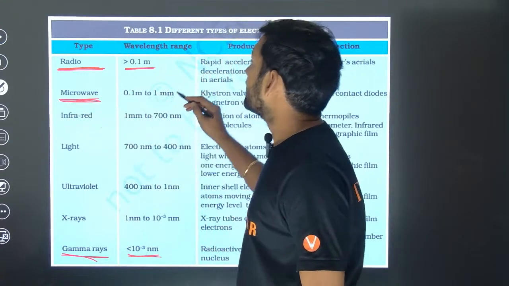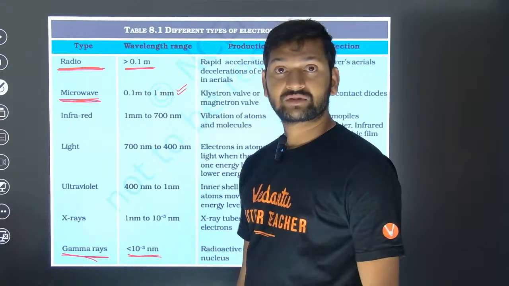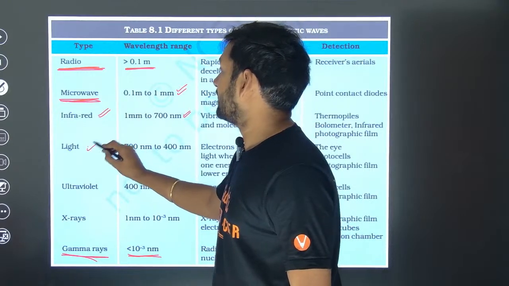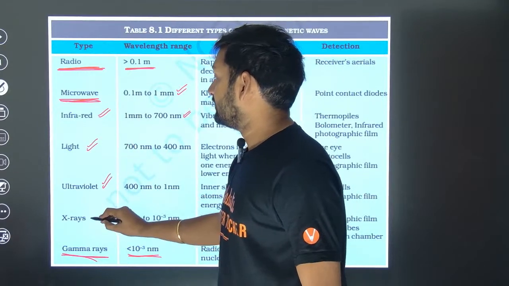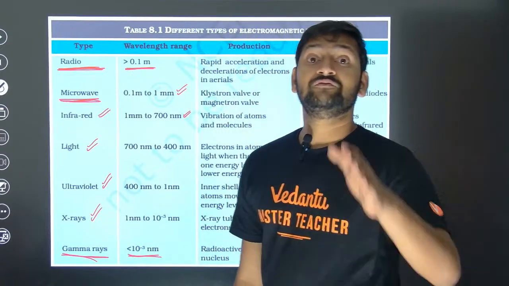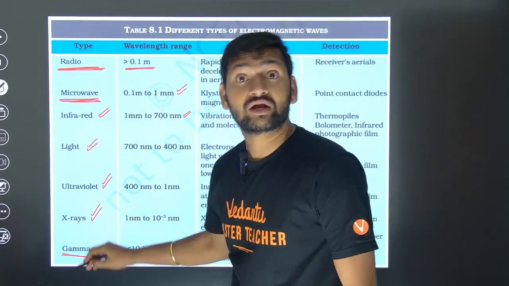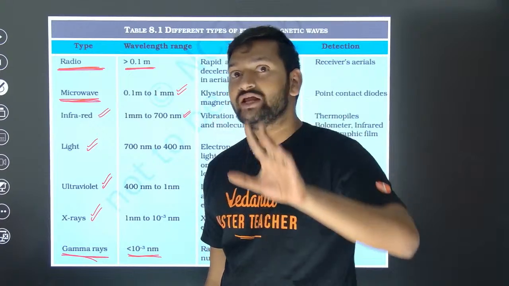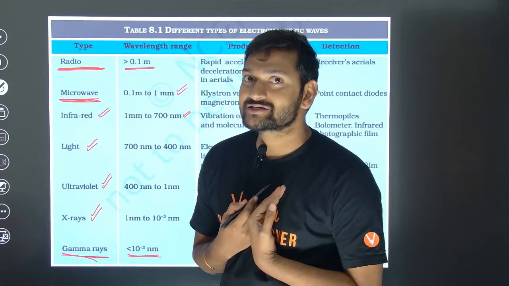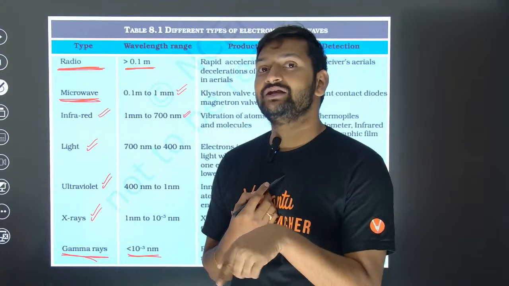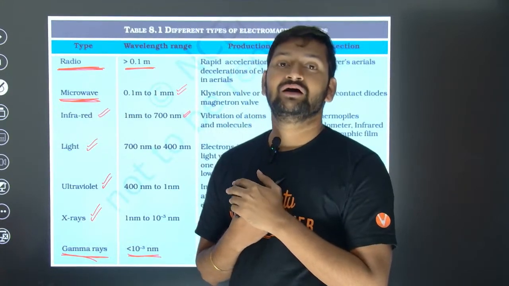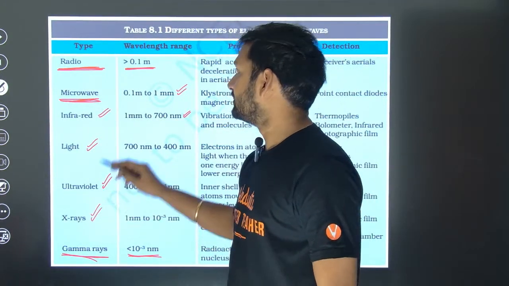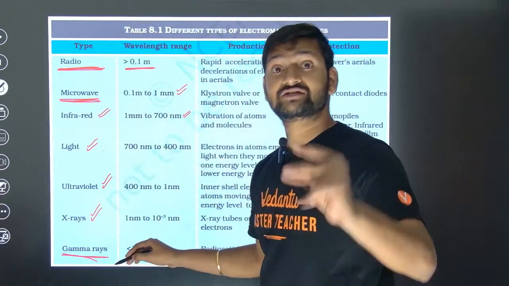Next, microwaves. After radio waves, microwaves will have less wavelength. And then we have infrared, and then we have visible light, and then we have UV, and then we have X-rays. So as we go down, wavelength decreases, energy increases. If something has more energy, it is more dangerous. We know that UV is dangerous. Then the wavelength of UV will be less than visible light. So as you go down, wavelength decreases, energy increases.